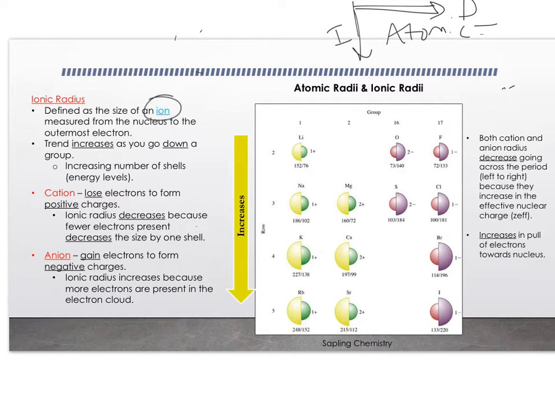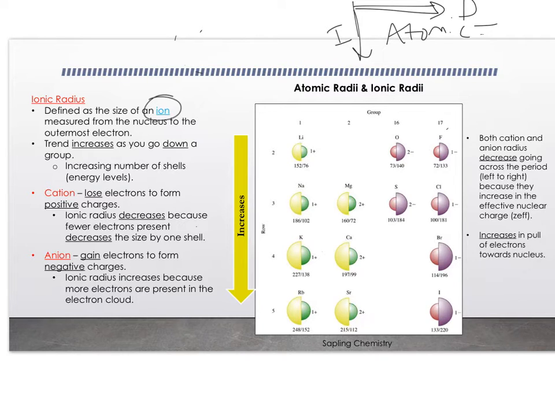However, they all have the same trend. Going down a group, the size of the ion is going to increase because you're increasing the number of shells around the nucleus. And again, as you go from left to right, it's going to decrease in size because you're increasing the effective nuclear charge, so you're increasing your proton to electron ratio.